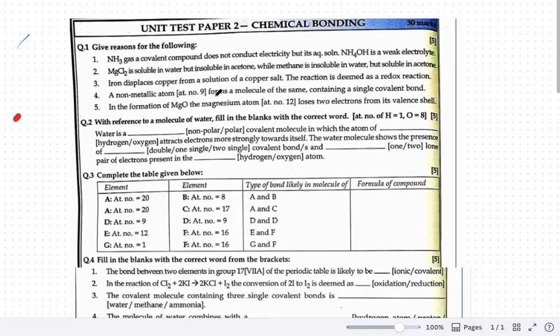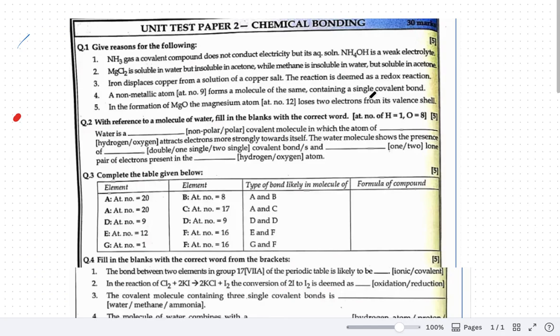A non-metallic atom, atomic number 9, forms a molecule of the same containing a single covalent bond. A non-metallic atom, it can be any non-metal. Here you are not asked to get the name of the atom. Forms a molecule of the same, which means two atoms are joining up to form a molecule containing a single covalent bond.